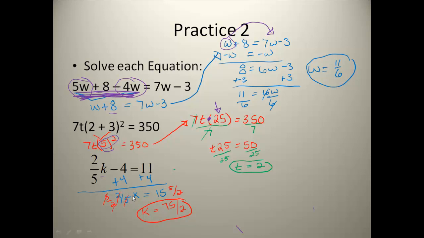Now, this was one of those fraction ones. I had 2/5 times k, so I really needed to divide by 2/5. But remember, dividing by fractions is the same as multiplying by the reciprocal. So I multiplied both sides by the reciprocal, which is 5 over 2. When I did that, my 5's canceled out, my 2's canceled out, so I'm left with k equals, and over here it was really 15 over 1. Multiply my tops, and I get 75. Multiply the bottoms, and I get 2.